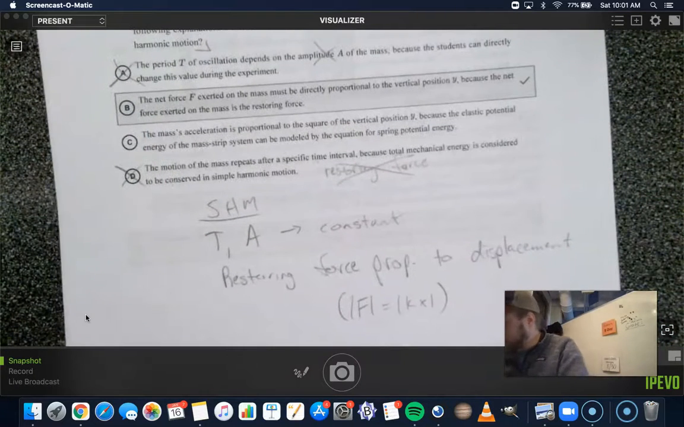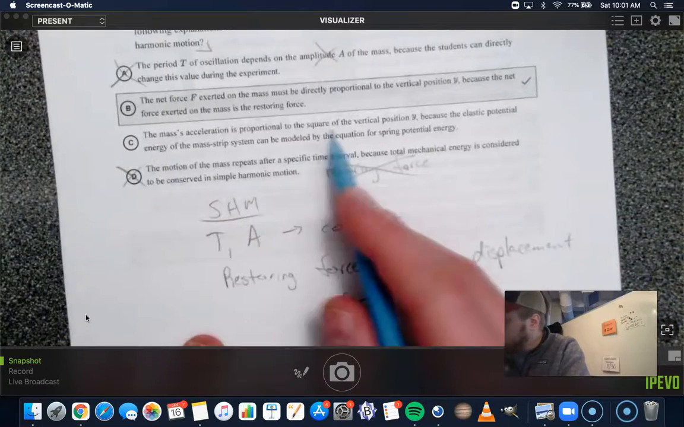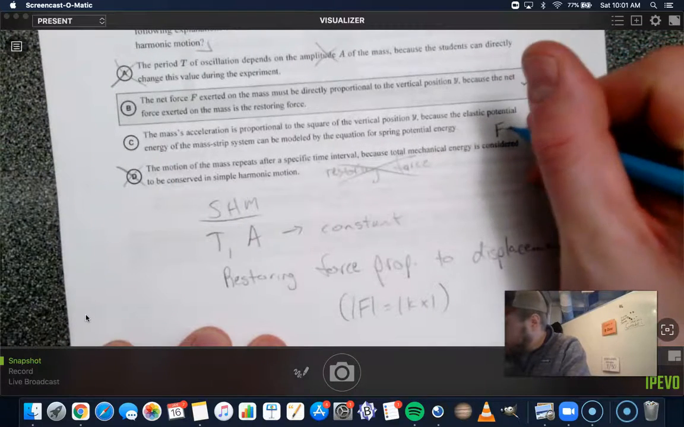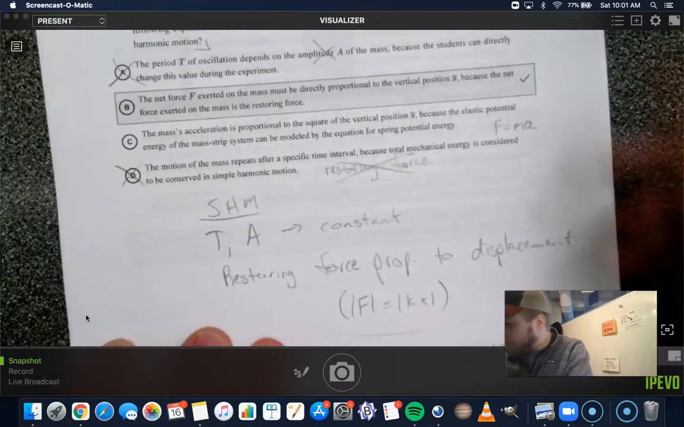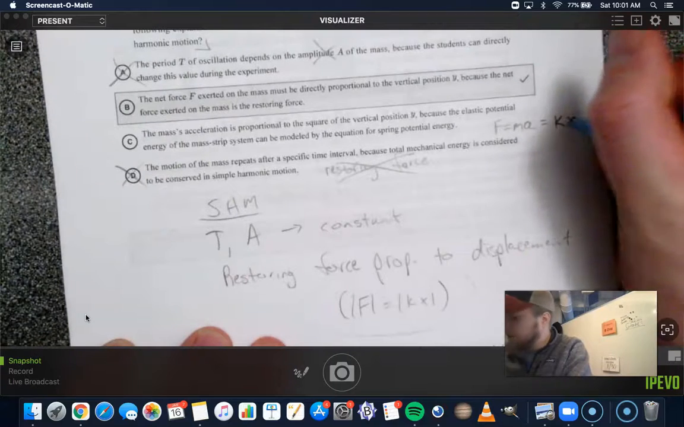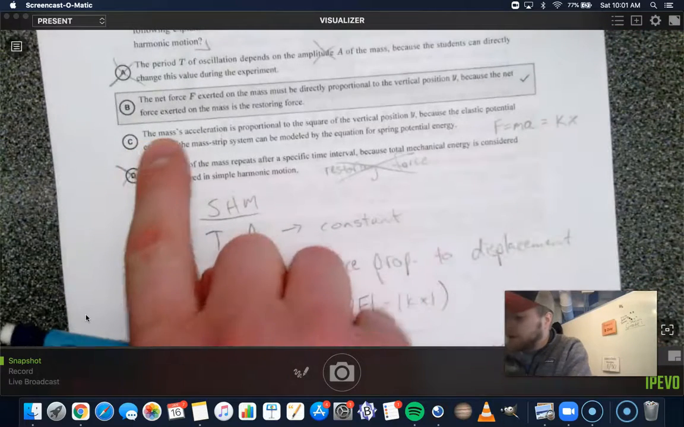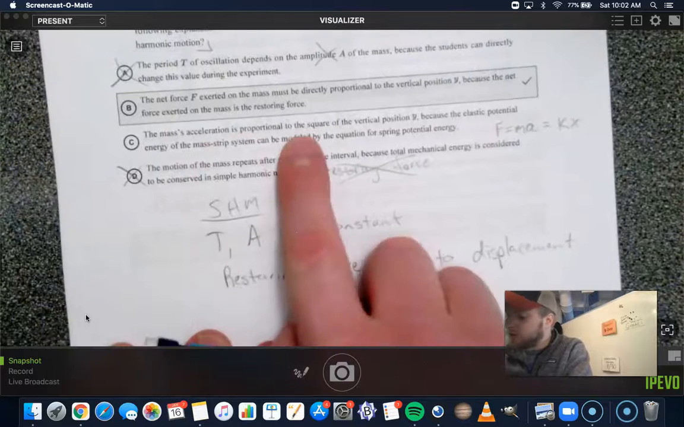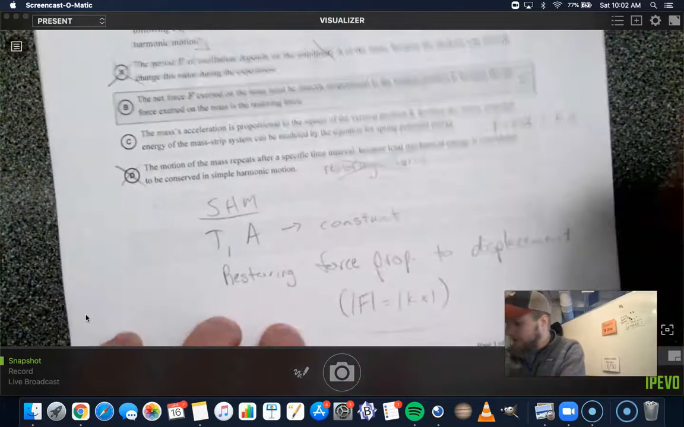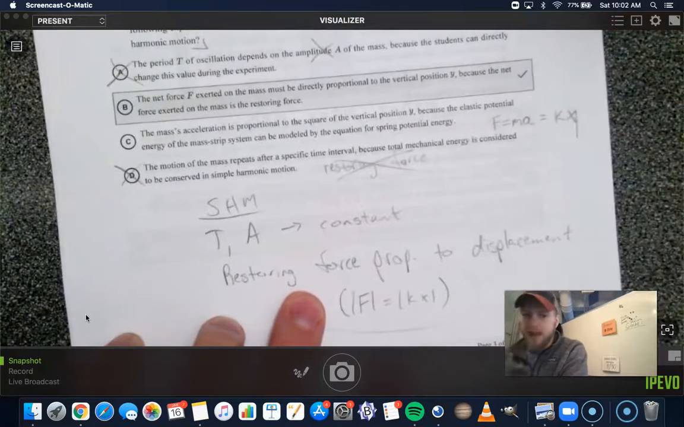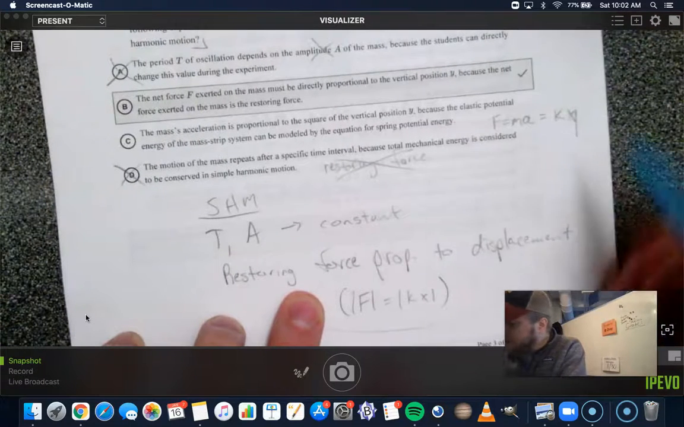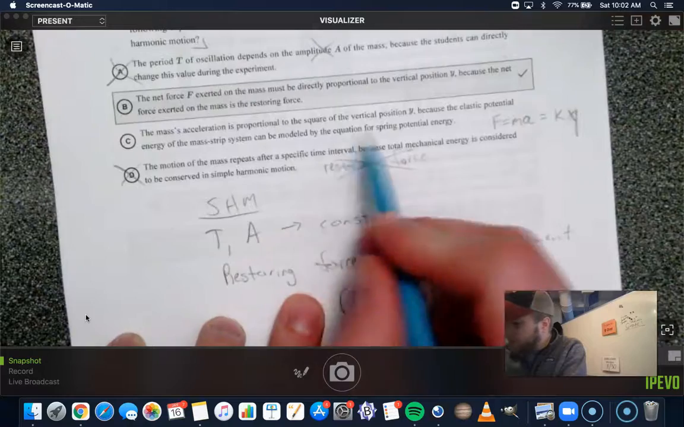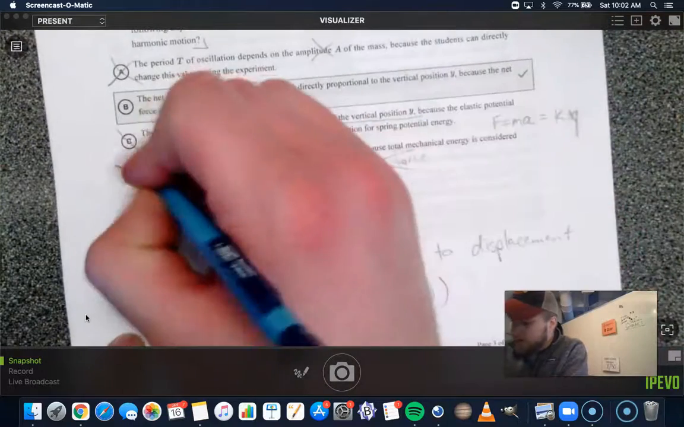all of these eliminations. The reason that C is incorrect, if we look at the mass's acceleration, it's going to depend on the force. Remember, F equals ma. Now, we know that the type of force that we're looking for needs to be like Hooke's law. So let's just say that it is equal to Hooke's law. And then let's reread it. It says the mass's acceleration is proportional to the square of the vertical position y. So actually, what the heck, let's change it. Instead of kx, let's make it ky. Okay. And there's no square in here, right? It is not squared. So C is incorrect.